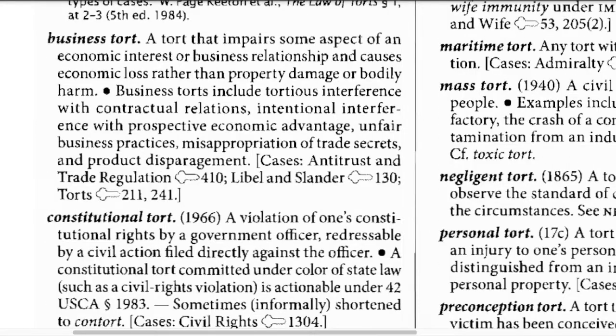We have a business tort, a tort that impairs some aspect of an economic interest or business relationship and causes economic loss rather than property damage or bodily harm. Okay, so remember, we're talking about tort action for invasions of privacy. So some of these could overlap. Let's read some of these through. Business torts include tortious interference with contractual relations. See, now, it's not the contract dispute, it's the tortious interference with the contractual relations. Intentional interference with prospective economic advantage. I could see this as being when you're trying to steal customers or something from someone else. I don't know. Unfair business practices, misappropriation of trade secrets, yes, and product disparagement.